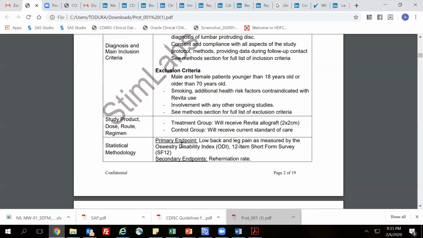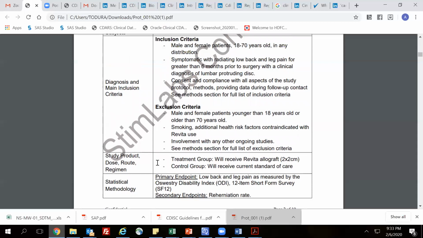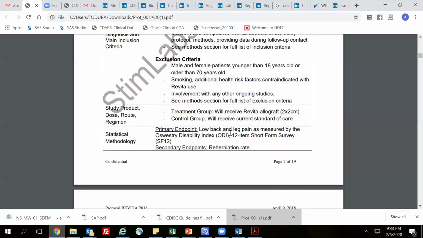And then see primary endpoint and secondary endpoint. These are also important questions they'll ask. What is the primary objective? What's the primary endpoint in your protocol, sorry, in your study? You can take this example and tell them lower back and leg pain is measured by the ODI, and then the second endpoint is the rehydration rate. So they'll understand that you have done some project.